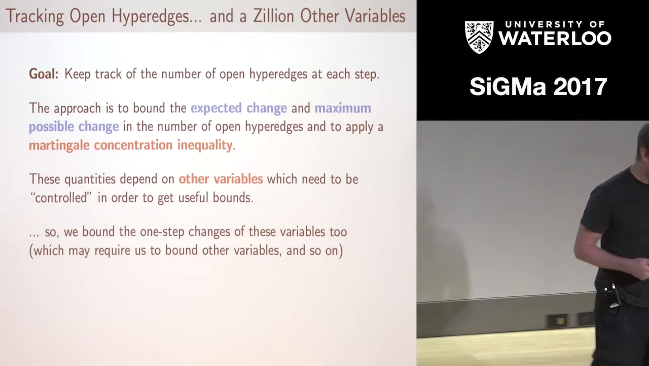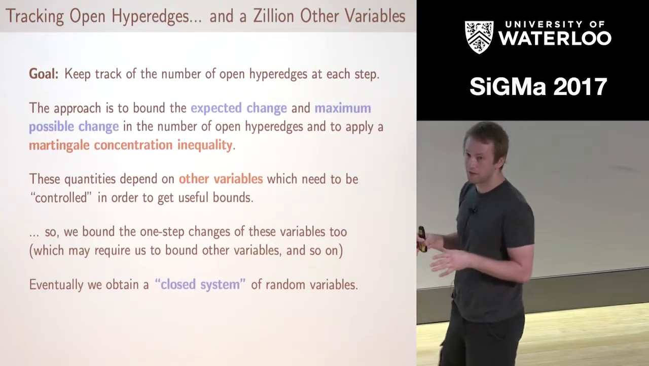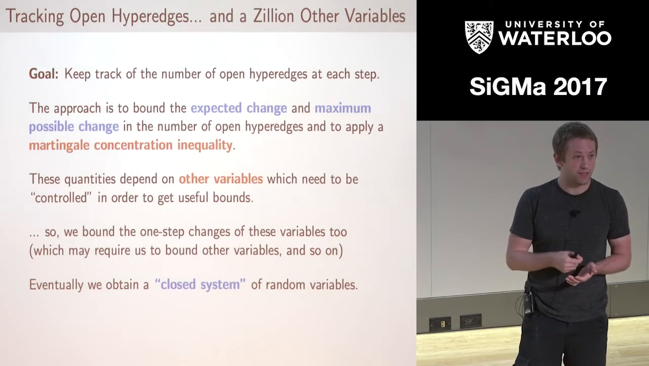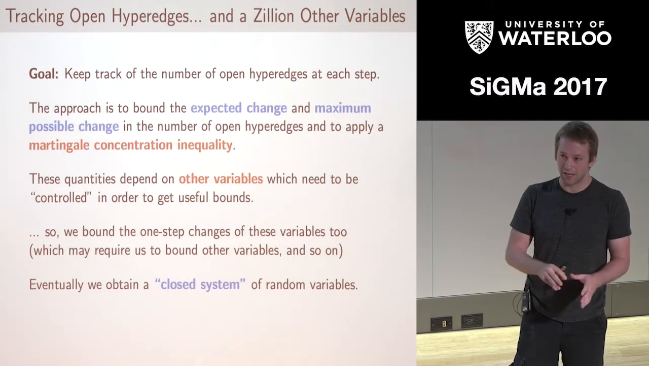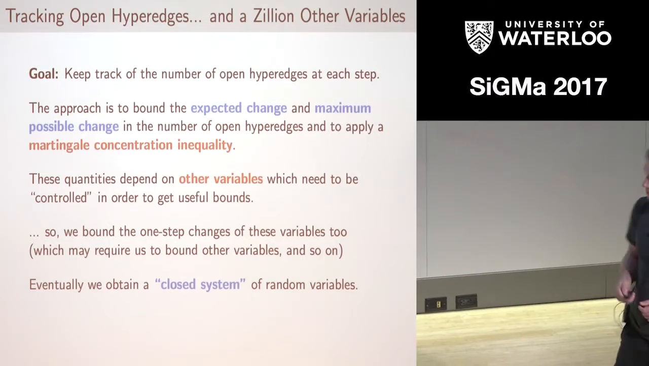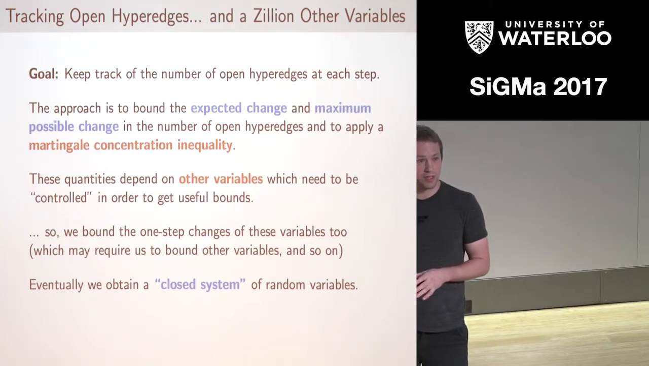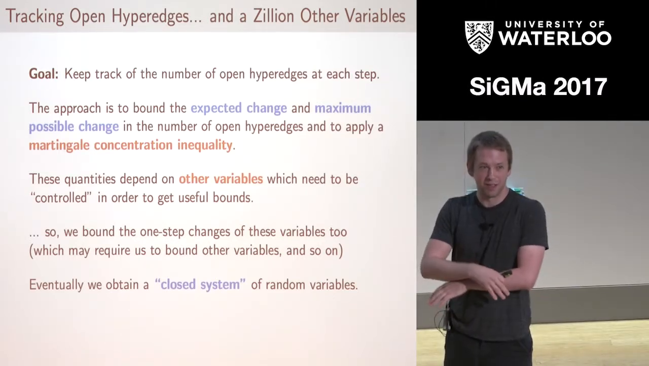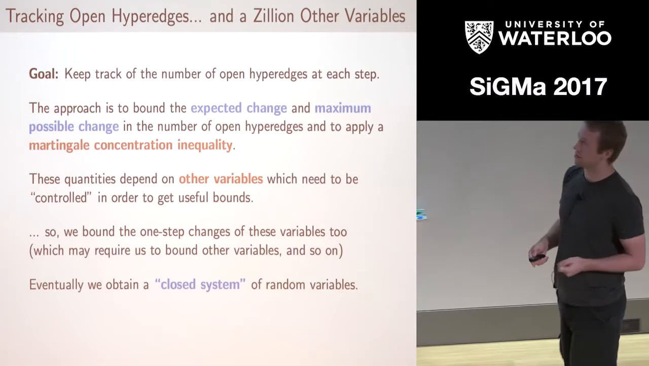Okay. But the nice thing is that at some point you end up with a kind of closed system of random variables, in the sense that the one-step change in each random variable in the system depends on other random variables in the system. Okay, so you can express these changes in terms of other random variables in the system. And then what you want to do is basically apply some kind of martingale concentration inequality to all of these things at the same time. So all we wanted to do is show that the number of open hyperedges was concentrated, but in order to do that, we need to show that a whole big family of random variables stay concentrated. And then in particular, the one that we care about is concentrated.